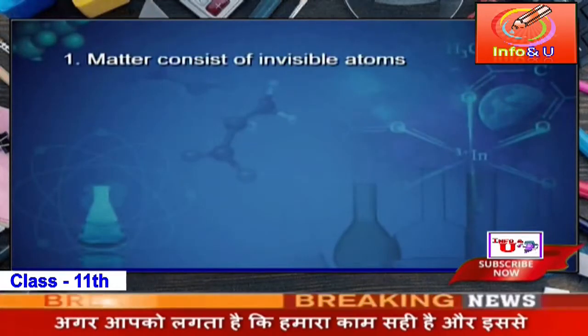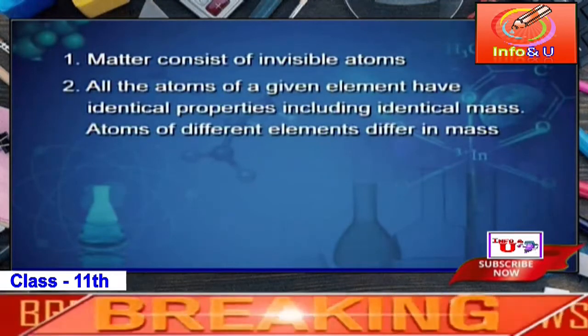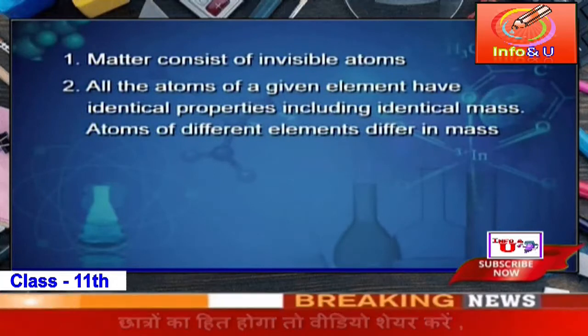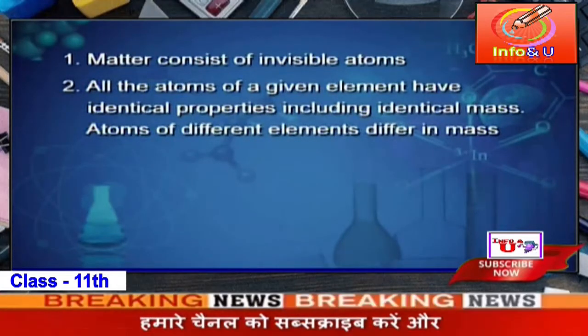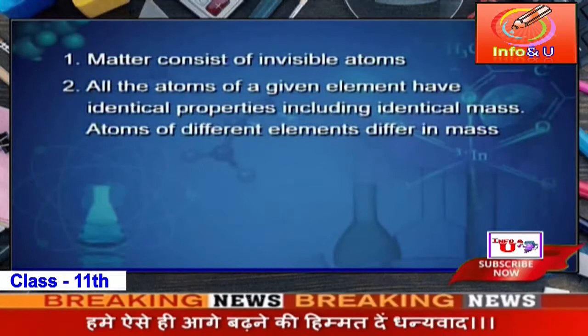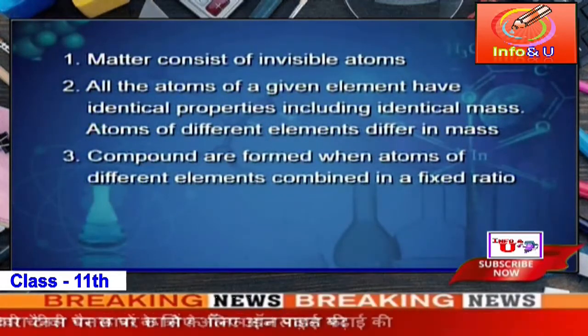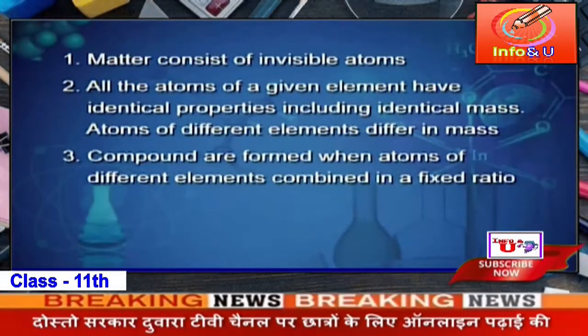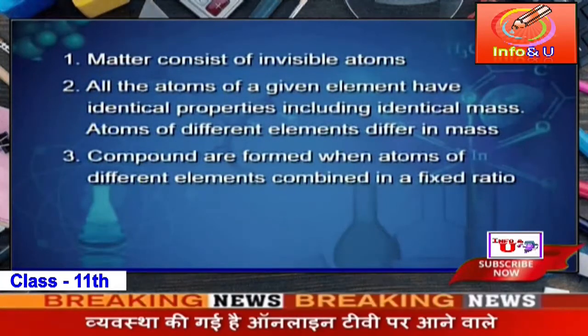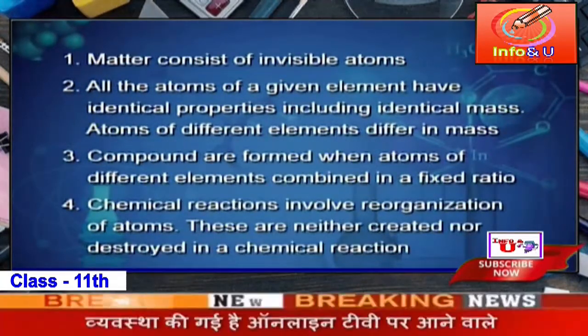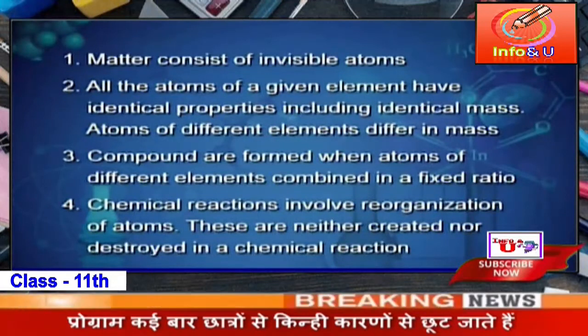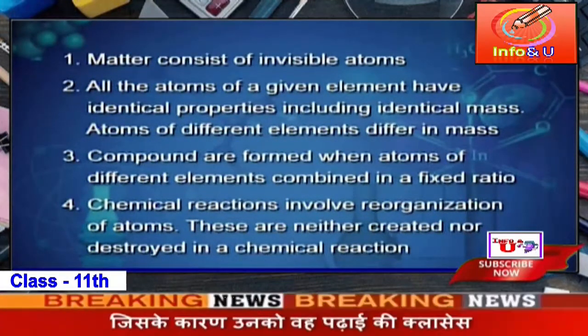Number 1: matter consists of indivisible atoms. Second, all the atoms of a given element have identical properties, including identical mass. Atoms of different elements differ in mass. Third, compounds are formed when atoms of different elements combine in a fixed ratio. Chemical reactions involve reorganization of atoms. These are neither created nor destroyed in a chemical reaction.